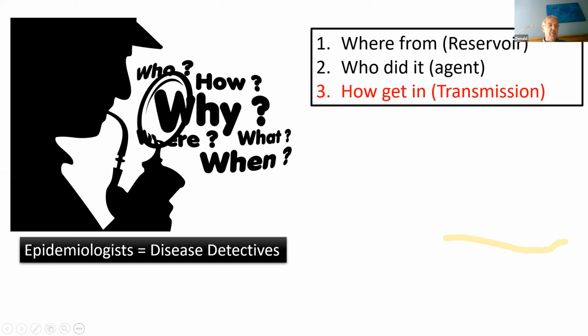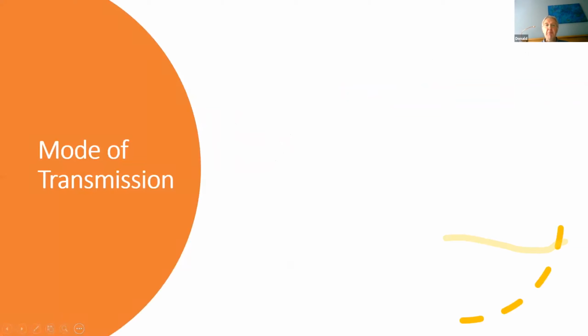So we've asked, where is it from? We've asked, who did it? Now the third question that the disease detective asks is, how did it get in? How did it cause this crime? How did it get into the house? How did it get into us? Where did it come from? And this is about transmission. In terms of epidemiology, there are 3 major routes by which you get a disease. And if you want to learn about infectious diseases, this is a very good way to learn to approach it.